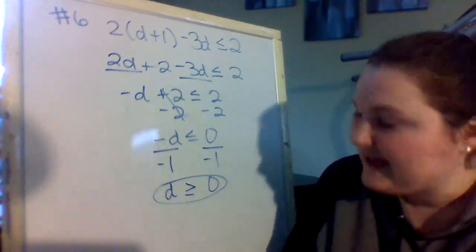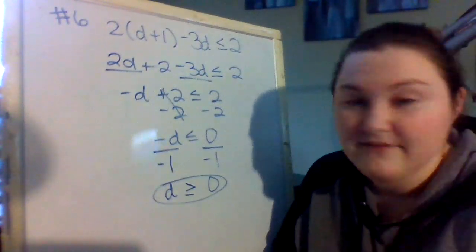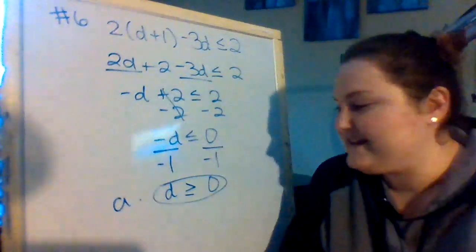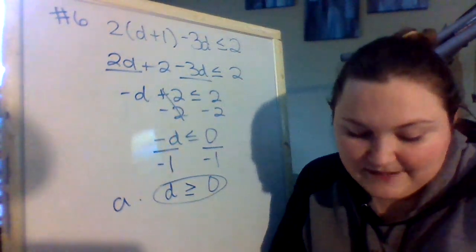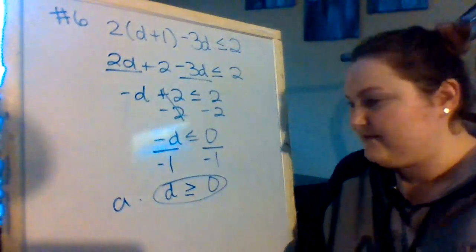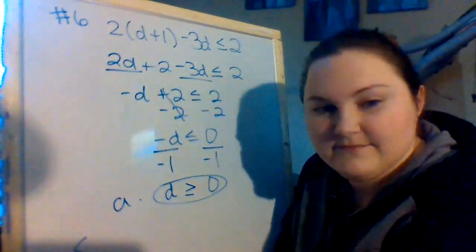Now in this question, that is the first part, part A. So part A, we've got d is greater than or equal to 0. The second part asks us to go ahead and graph it.